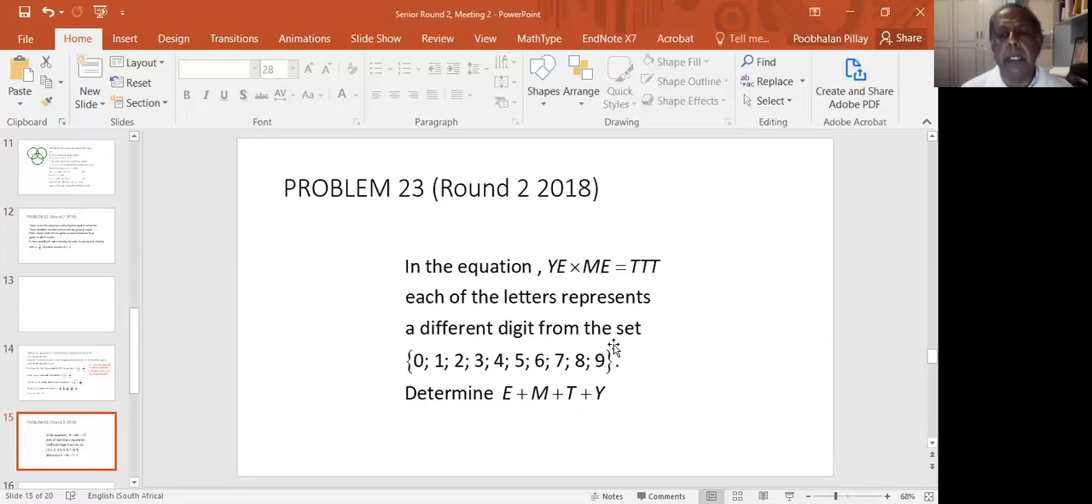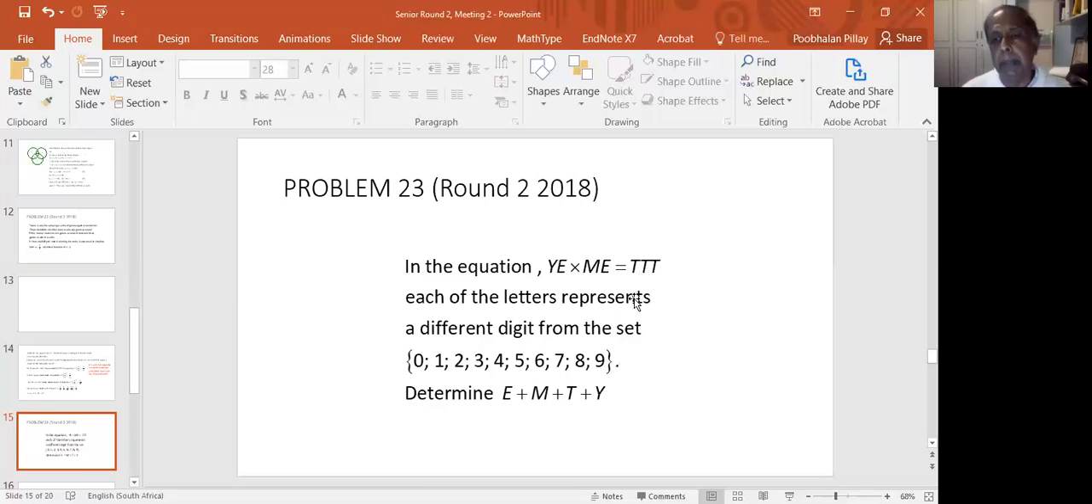states the following: in the equation YE times ME equals TTT, each of the letters represents a different digit from the set 0, 1, 2, 3 up to 9. Determine E plus M plus T plus Y. So the problem is to find these digits. These are digits. So you've got a 2-digit number here, multiplied by a 2-digit number, equals a 3-digit number.